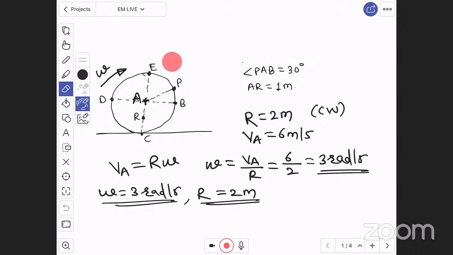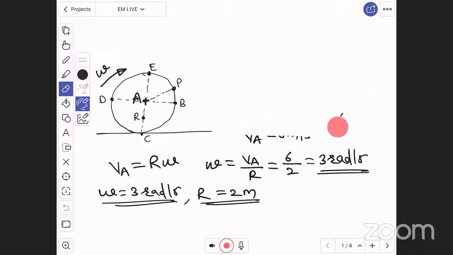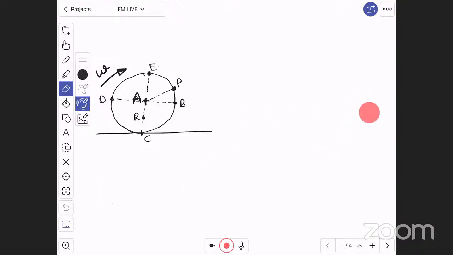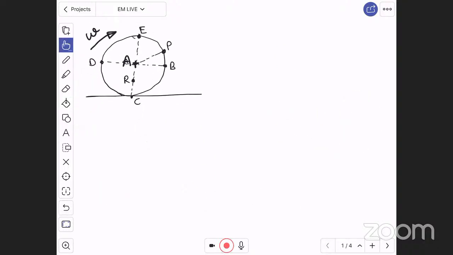Here we are going to find velocity one by one for each and every point. First, we have calculated that the velocity of A is 6 meter per second. Radius of wheel is 2 meter. Angular velocity of wheel is 3 rad per second. This is very useful data. Now let us go for point B.